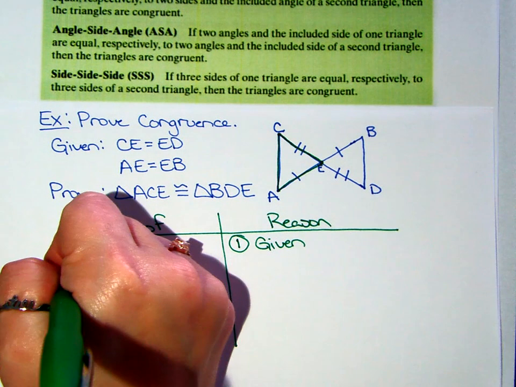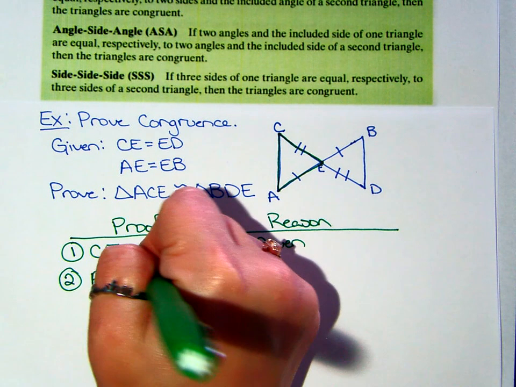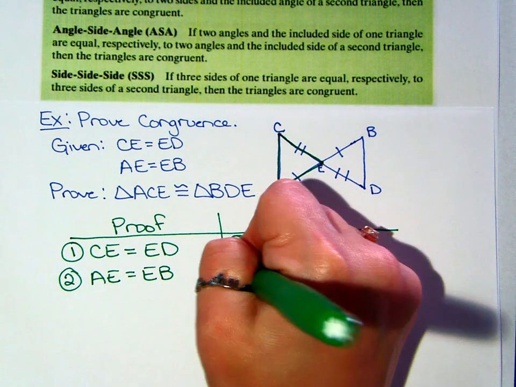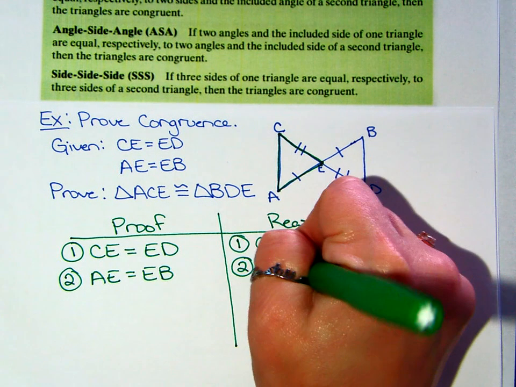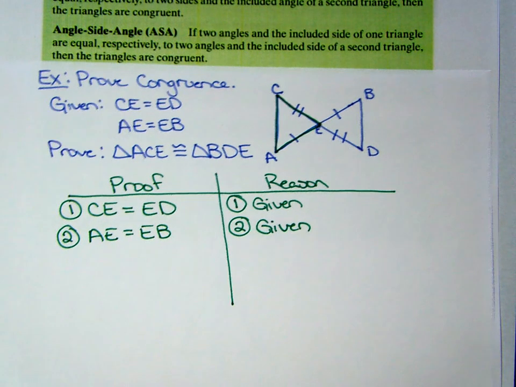Another point is that AE equals EB. That's given to us. Now, that's the end of the information that's given to us. We have to be able to come up with more, because having 2 sides equal does not guarantee congruency.